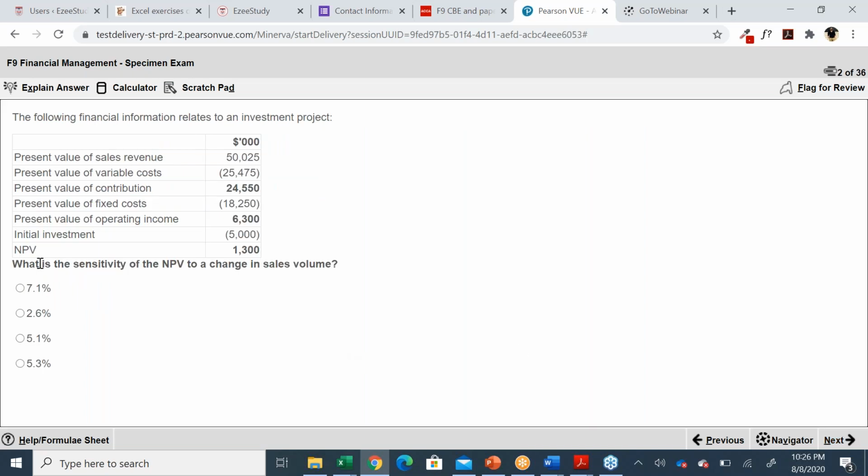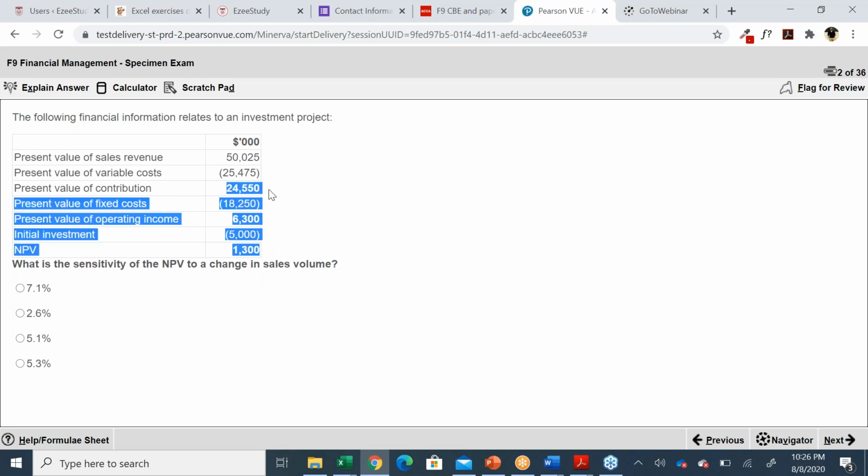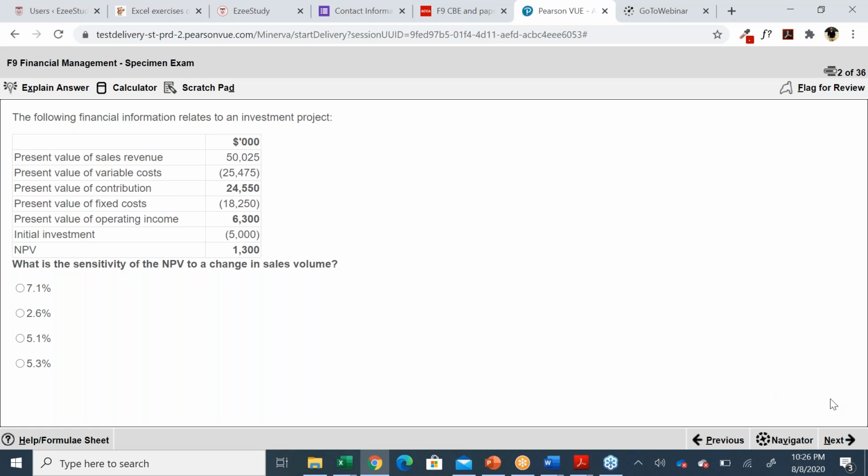Okay, that's a sensitivity question, a simple question. What is the sensitivity of the NPV to a change in sales volume? It's a very simple question. All you have to do is to divide NPV with the present value of the contribution. That's it. And you will get the answer.